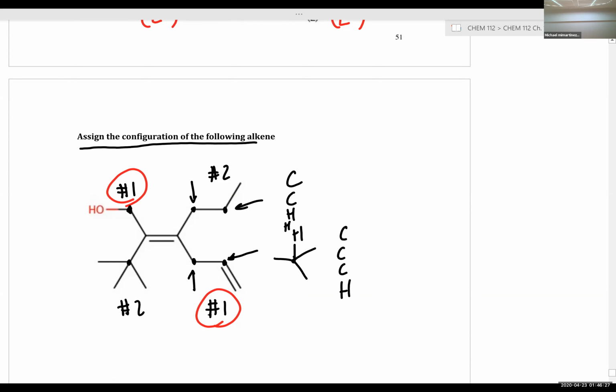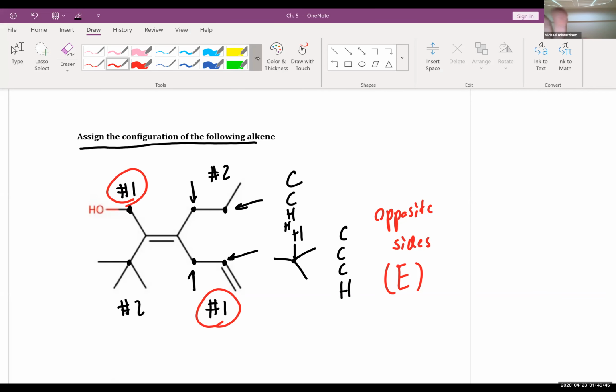Are they on the same or opposite sides? So they're on opposite sides. Ergo, we call this an E stereoisomer. Very, very good. Everyone did a great job answering that question.